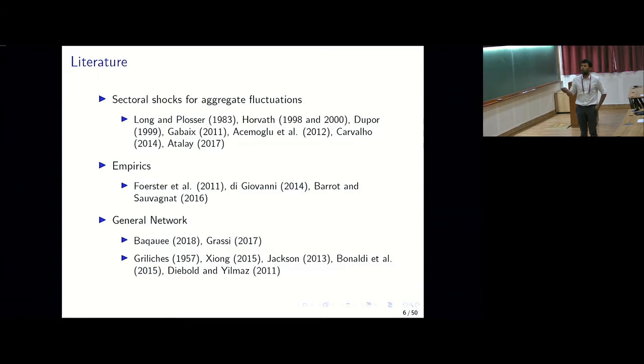Then, on the empirical side, again, it's a very difficult question to say whether a particular shock is sectoral or aggregate, because it's very difficult to distinguish these two things from the aggregate data. So there has been a bit of work on the empirical side as well. I'm contributing to that as well.